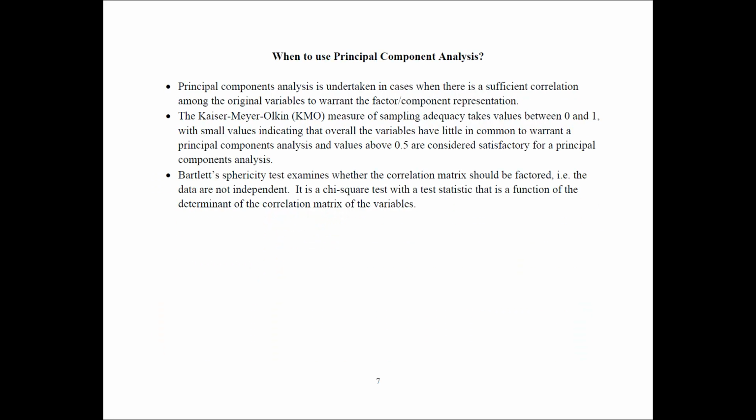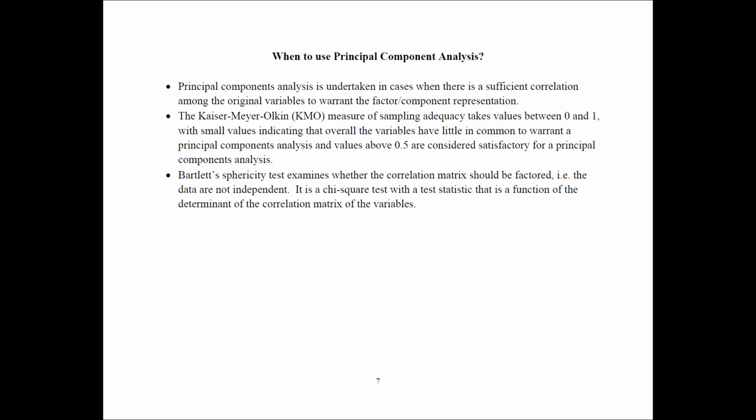So when is it appropriate to use principal component analysis? It should be undertaken in cases when there's sufficient correlation among the original variables to warrant this factor or component representation. If you have data that is mostly uncorrelated with each other, then why should we try to summarize it using common factors or just using fewer components? But if there is a very high degree of correlation among your variables, then that is a good example of when to use these data reduction methods.